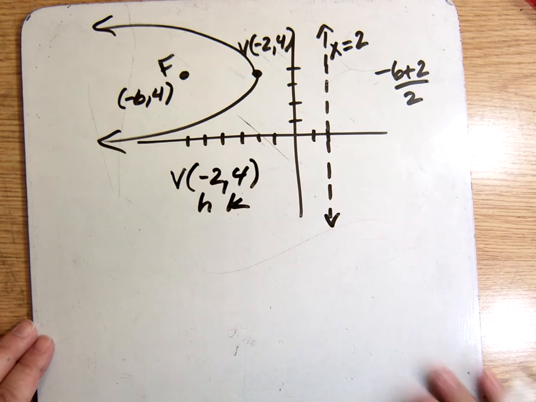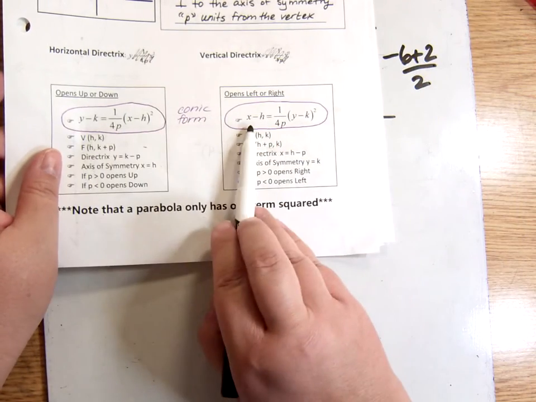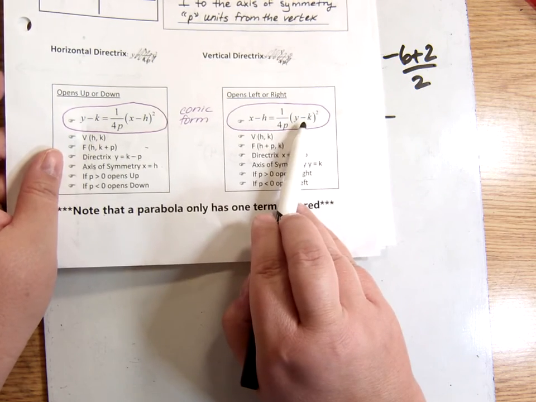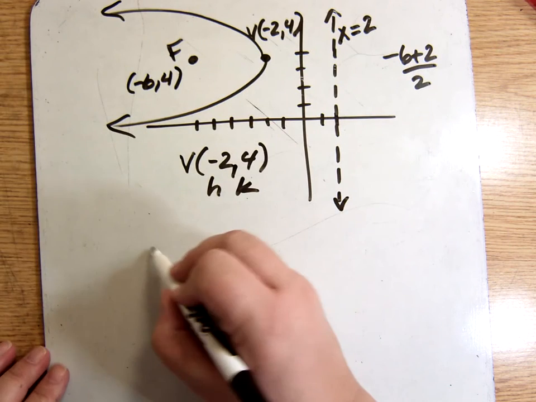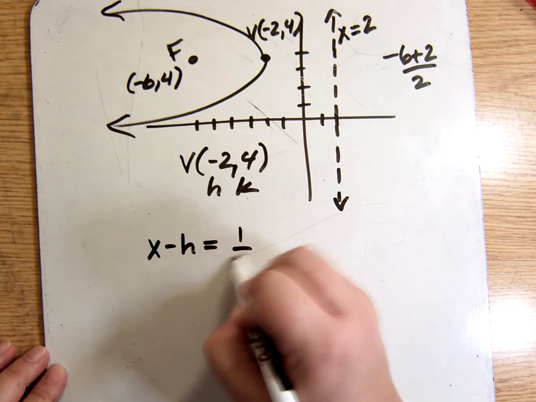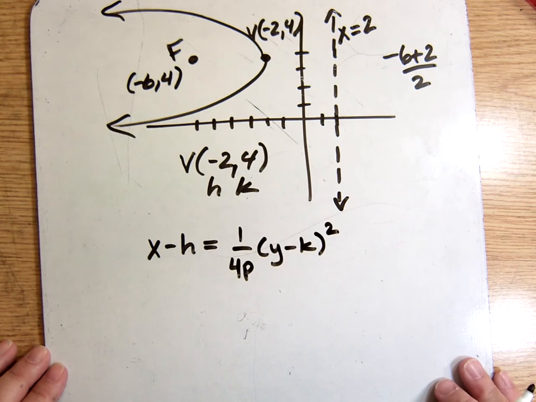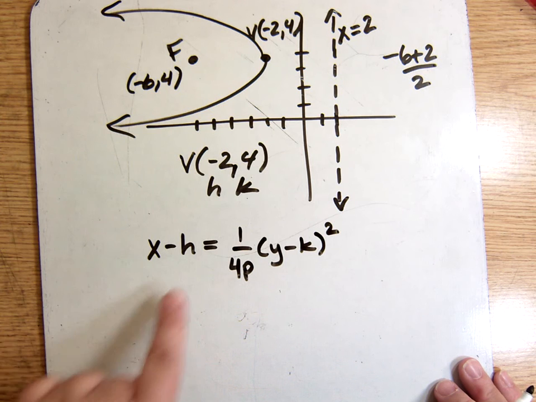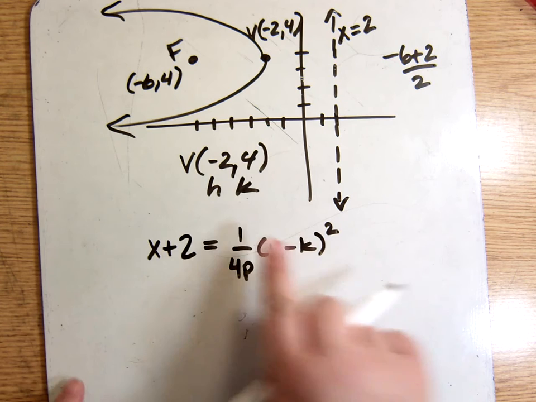The next thing I need to figure out is which equation. This is opening left and right, so it's one of the ones that starts with x. You've got 2 options here. Things that open left and right start with x, and then y is the squared part. If it opens up and down, it starts with y, and then x is the squared part. So this is going to be x minus h equals 1 over 4p, times y minus k, quantity squared. So x minus h, minus a -2, that's going to be plus 2, and y minus a 4.